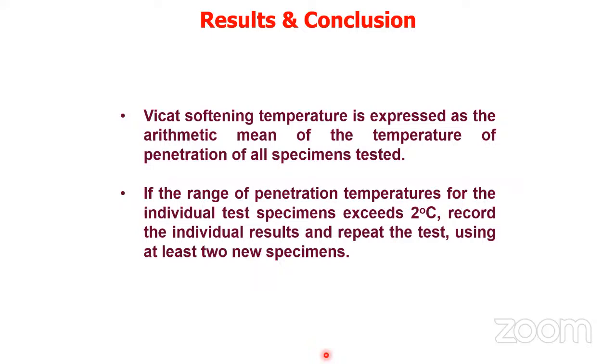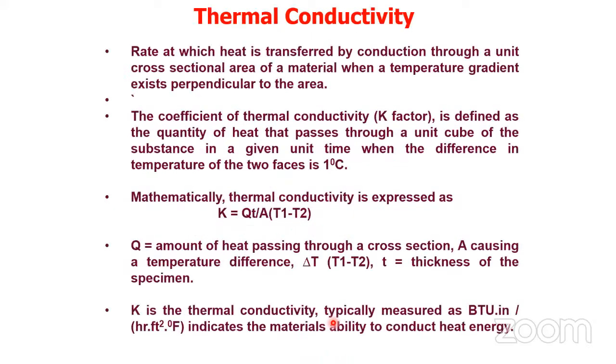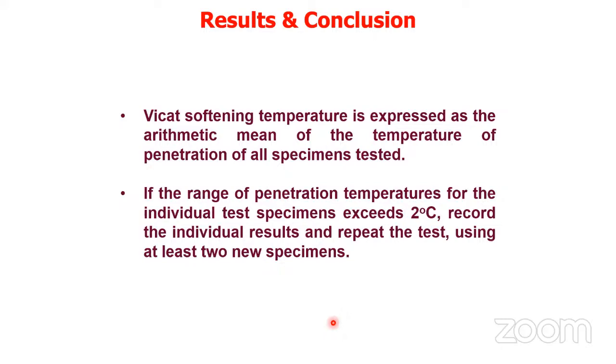So what kind of results can we get using this test? We have already discussed that the Vicat softening temperature is expressed as the arithmetic mean of the temperature of penetration of all specimens tested. If the range of penetration temperature for the individual test specimens exceeds 2 degrees Celsius, record the individual results and repeat the test using the same process. So this kind of results can be obtained using the Vicat softening temperature.